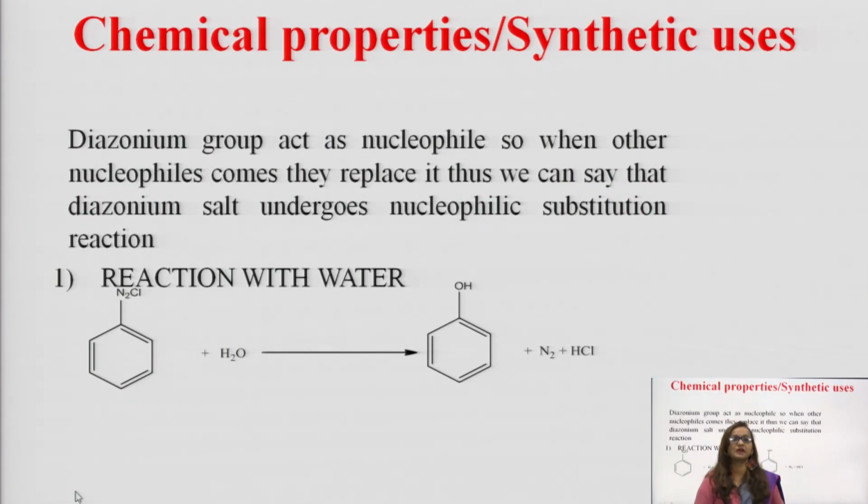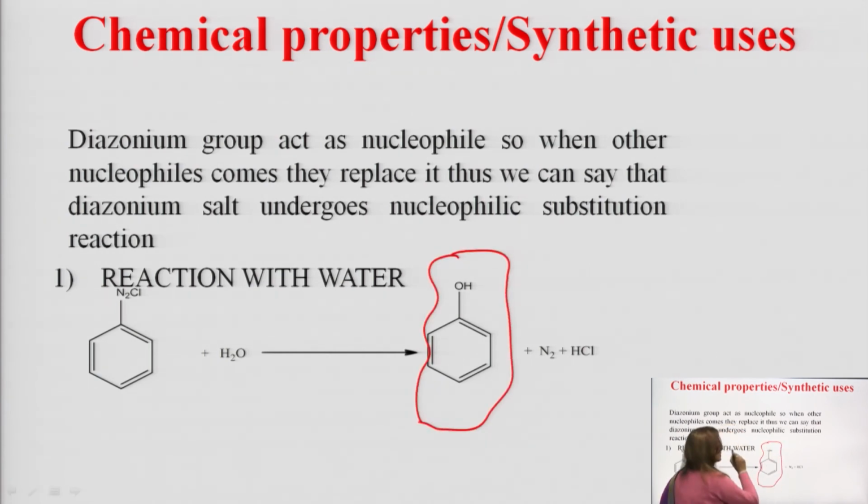Next come chemical properties and synthetic uses. Diazonium salts have a specialty: they give several types of reaction, but in each and every type of reaction some new compound is formed. From the examination point of view, if the question asks you to write the synthetic uses of diazonium salt, then you can write these reactions, and if they ask what the chemical properties of diazonium salt are, then you can also write these types of reactions.